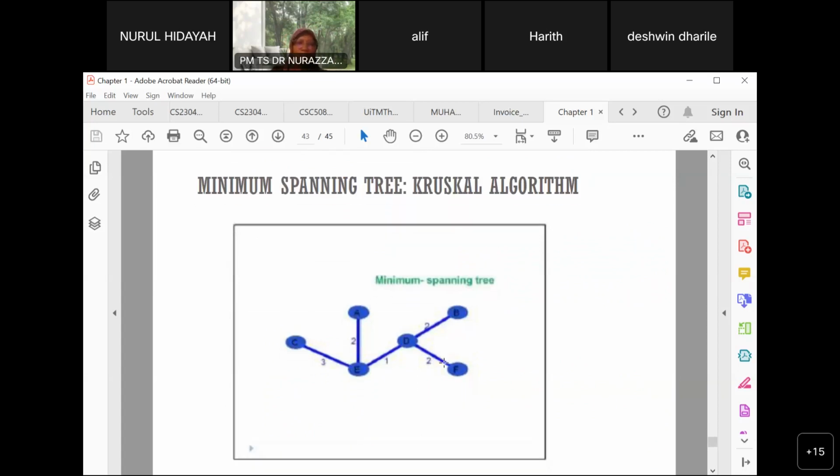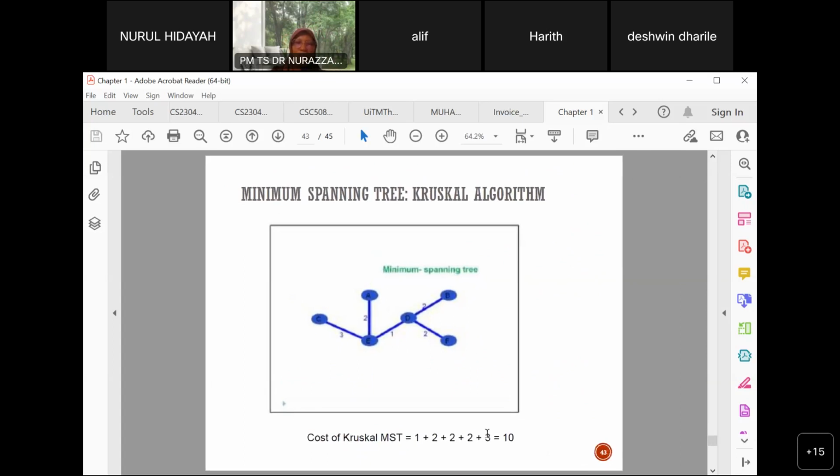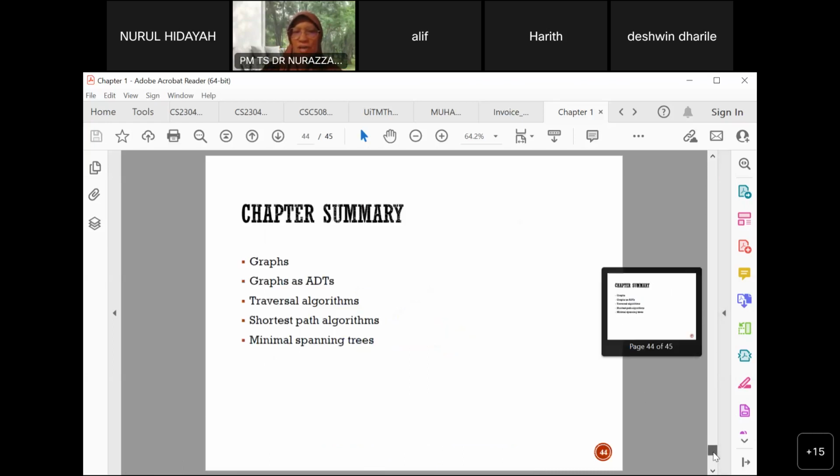With the minimum spanning, dia punya cost ialah Kruskal ni ialah 10 tadi. Means ini akhirnya ialah minimum spanning tree dia. So that means you can draw back your graph tu dengan vertices ni yang hanya connected saja, dengan edges yang connect all those vertices. So ini dipanggil minimum spanning tree. Okay. So I think dah habis lah.